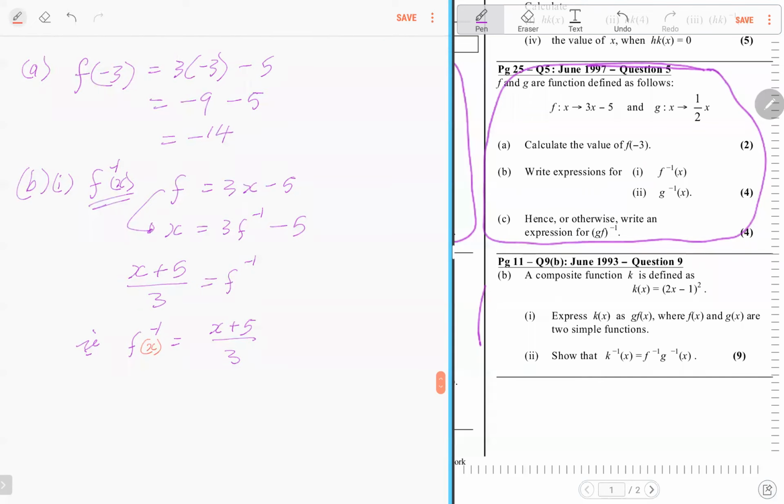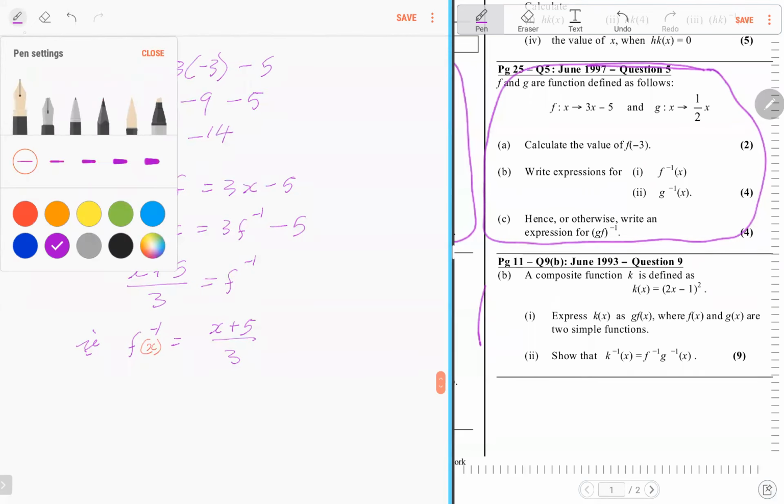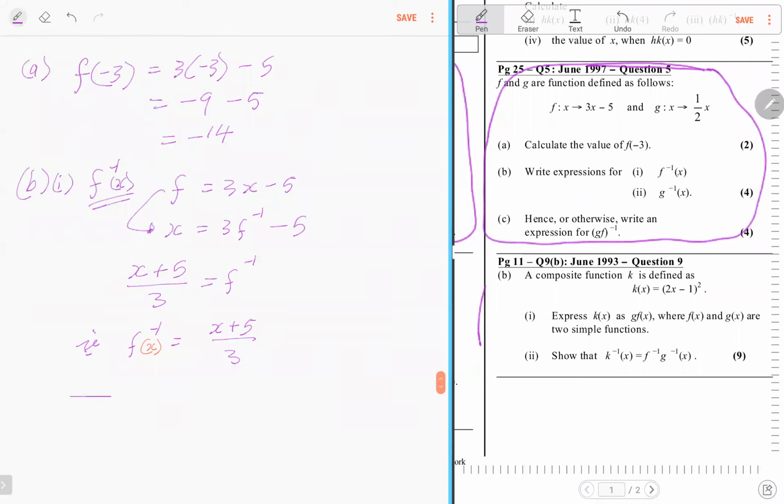Then part 2 wants g to the minus 1. So let's go. Part 2 wants g to the minus 1 of x. That's what they want in part 2. So let's start as usual by saying g equals, and what was g again? G is x over 2.